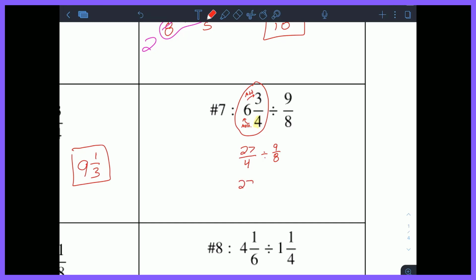So we keep, we change to multiply, we flip to 8 over 9, and now I look to see if I could simplify. 27 and 9 could divide by 9. So 3 9s fit into 27, and that's just going to be 1 here. I was thinking divide by 3, which would be fine as well, but 9 is more efficient.